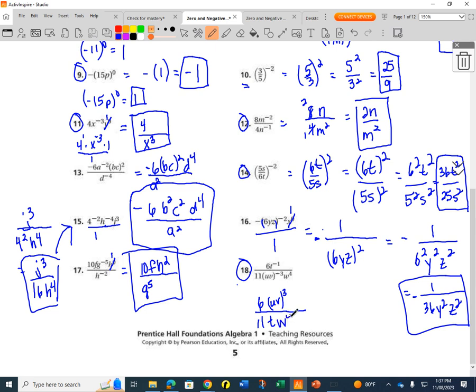We can't leave these parentheses in it, so this gets distributed. This 3's got to go to the U and the V. So it's 6 U cubed, V to the 3rd power. You can read that as cubed or to the 3rd power, all over 11 times T times W to the 4th power. Any questions?